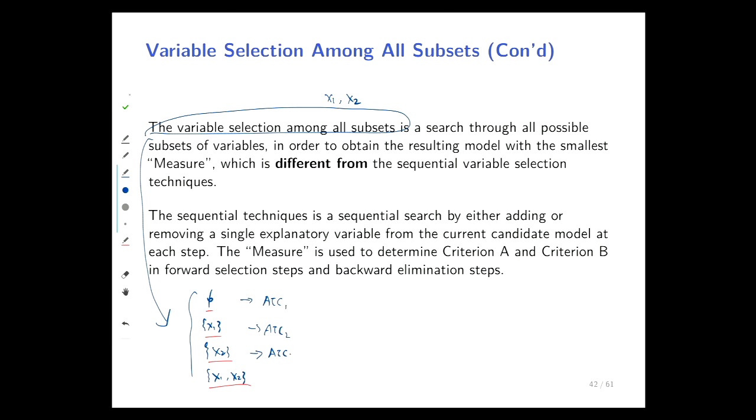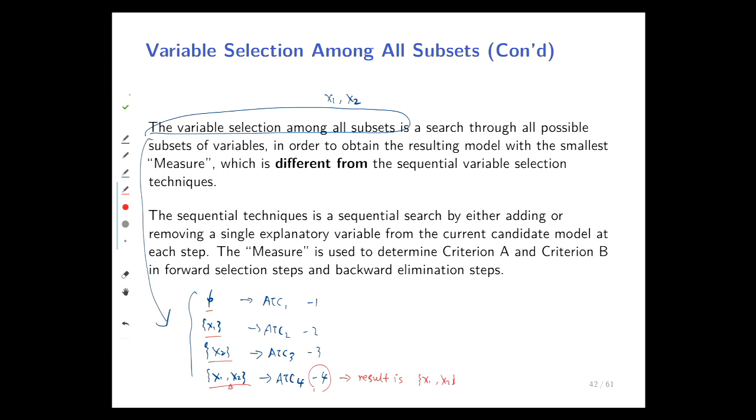I think you can just consider one of these 3, and still use some numerical value. For instance, this -1, -2, -3, and -4. After we compute those values, we find that this -4 is the smallest. That means this model with these two variables is preferred. So in this case, we get our variable selection result. The result is x1 and x2. So that's the idea for this variable selection among all subsets.